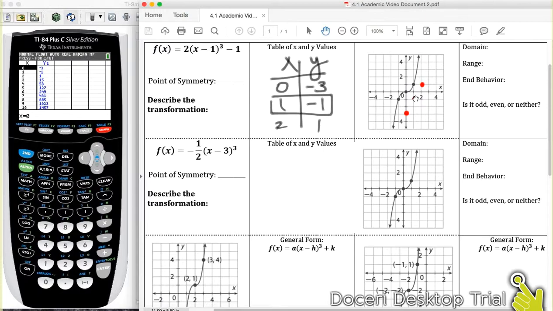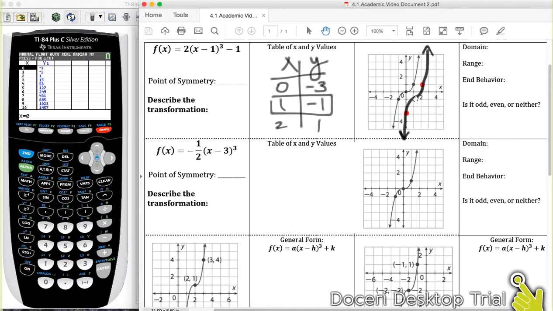So what I'm going to do is I'm going to start by going through the first point, curving my graph and then going down. So that would be an acceptable graph. Okay? Now, as you remember from before, the domain and range will always be all real numbers because it's going on forever.